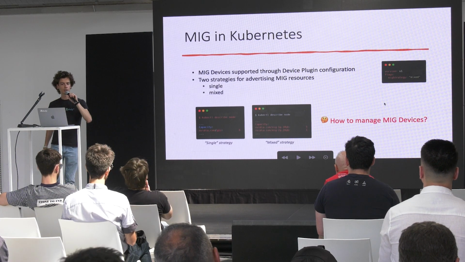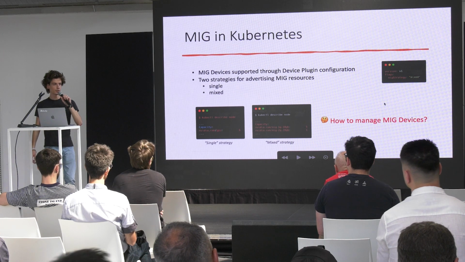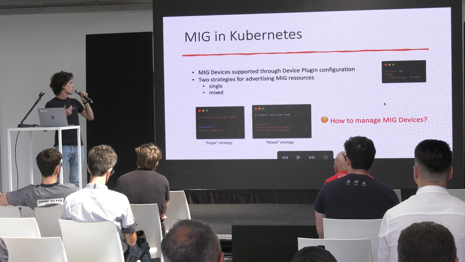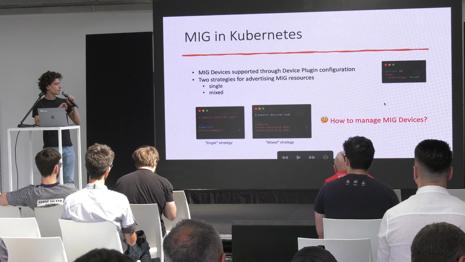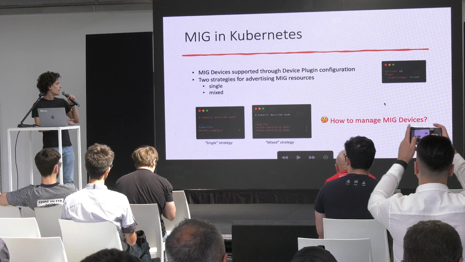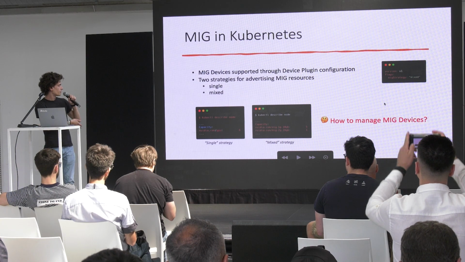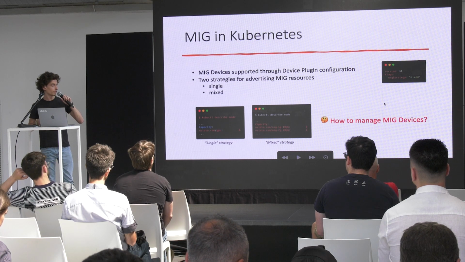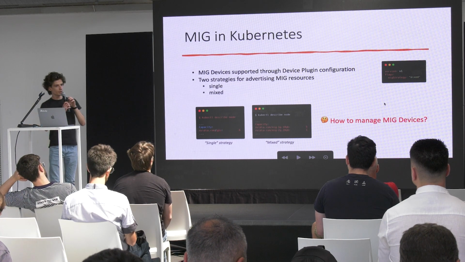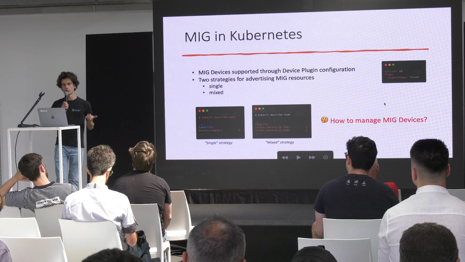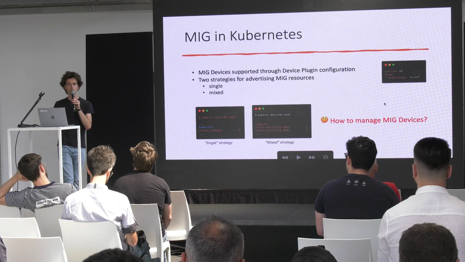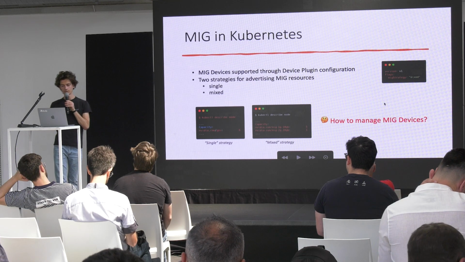Finally, we have MIG, same as the two before, just device plugin configuration. We can choose whether to expose the MIG devices, so the GPU slices, as standard nvidia.com/gpu resources, or with a different name which contains the MIG profile, so the size of the slice. But this assumes that you already have the MIG devices on your GPU, right? So how do we manage them? How do we create GPU slices? How do we delete them, and so on?